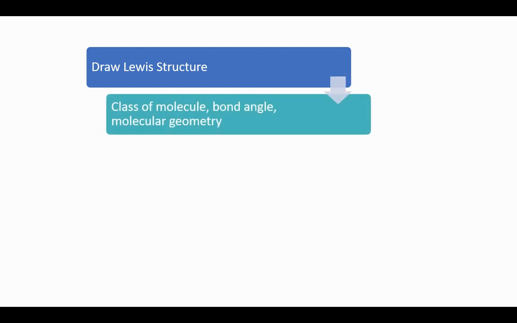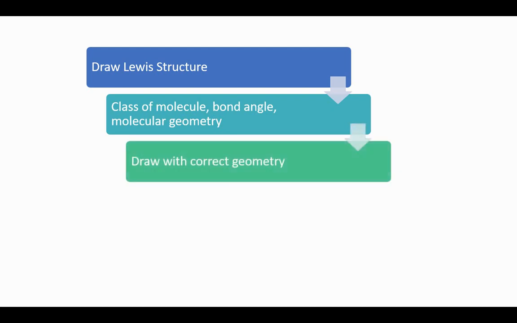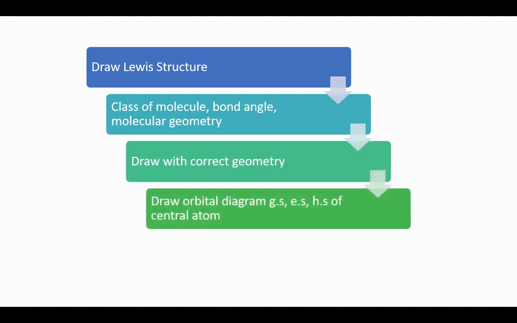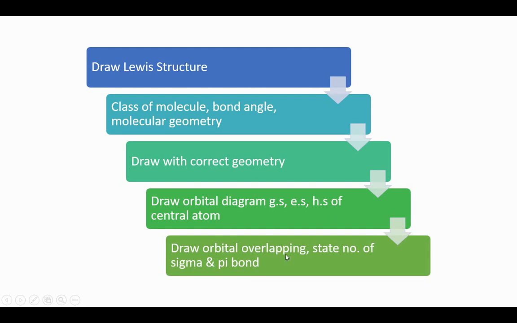Okay, so untuk yang ini, first awak kena step yang penting untuk hybridization. The first one is you have to draw the Lewis structure. Okay, next, class of molecule. Okay, whether the molecule is AB2, AB3, okay, ataupun sampai AB6 lah. Or involve lone pair. Next, you have to draw the correct geometry. Okay, lukis gambar mengikut geometri yang betul. Then, draw the orbital diagram of ground state, excited state, and hybrid state of the central atom. And lastly, draw the orbital overlap and state the number of sigma and also pi bond. Kalau ada lah pi bond.